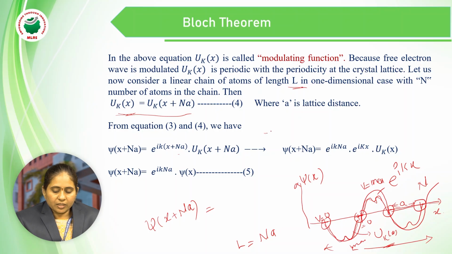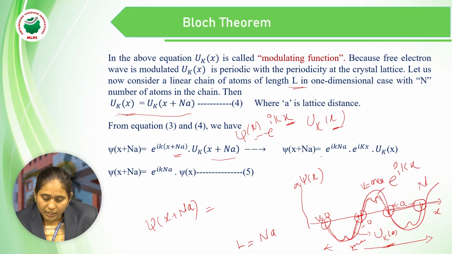In equation 3 we have e power ikx, so instead of x we are writing x plus na. Similarly for U_k(x) in equation number 3, instead of x we write x plus na. So here e power ik(x + na) we can write as e power ikna into e power ikx.